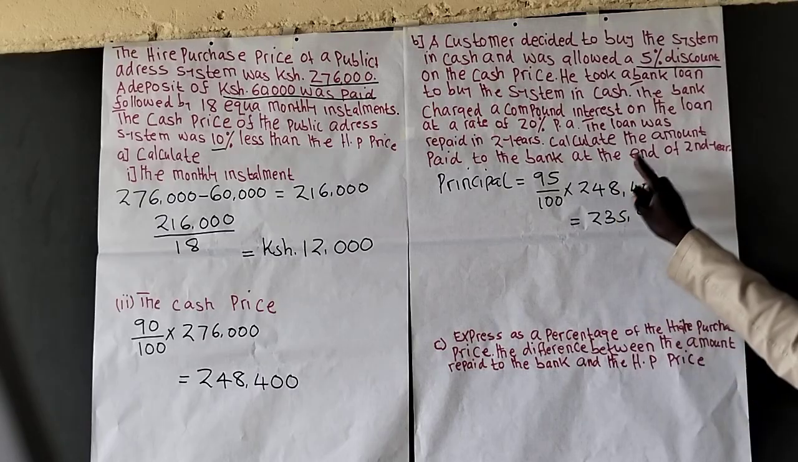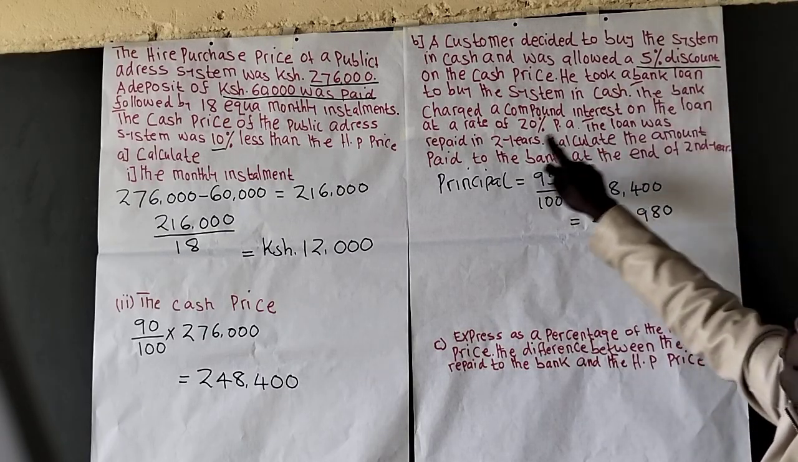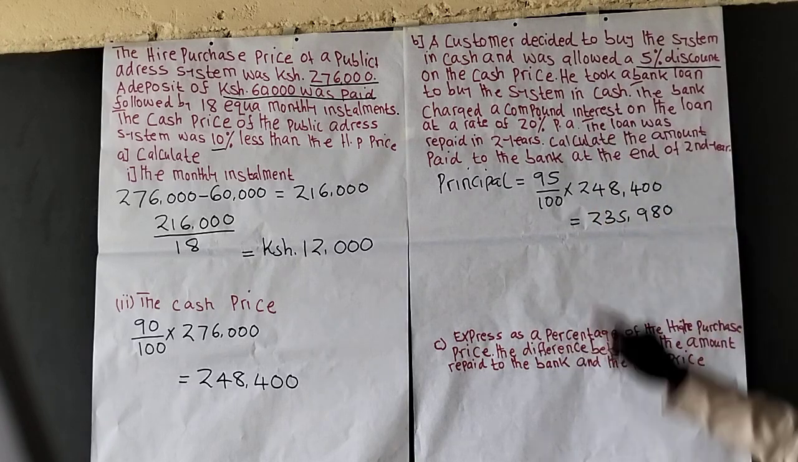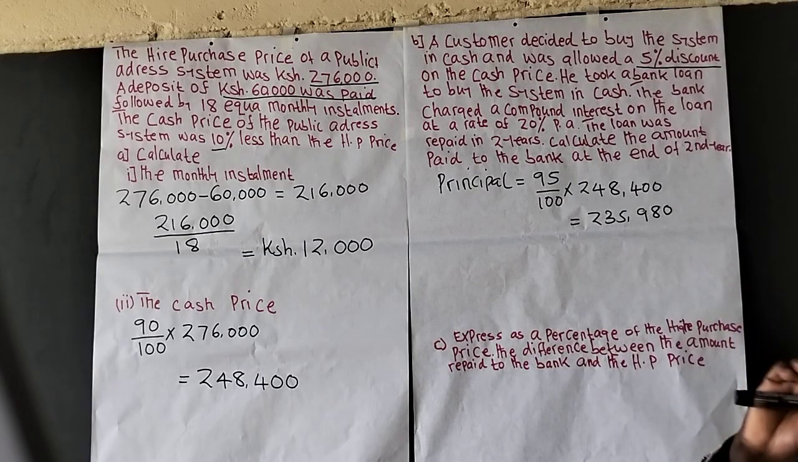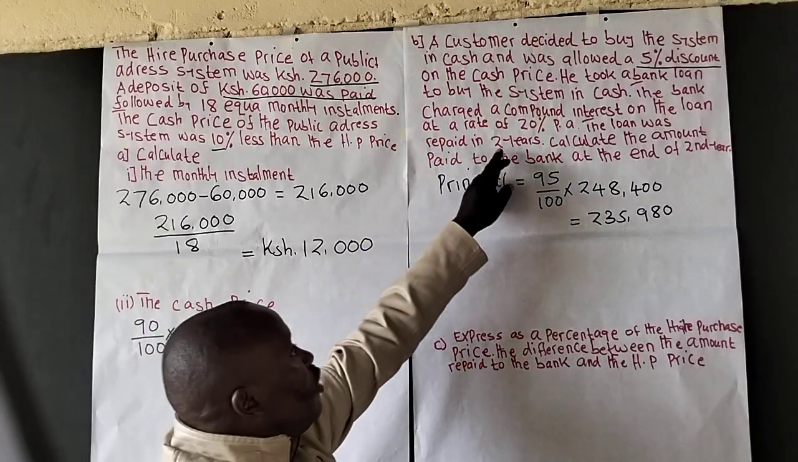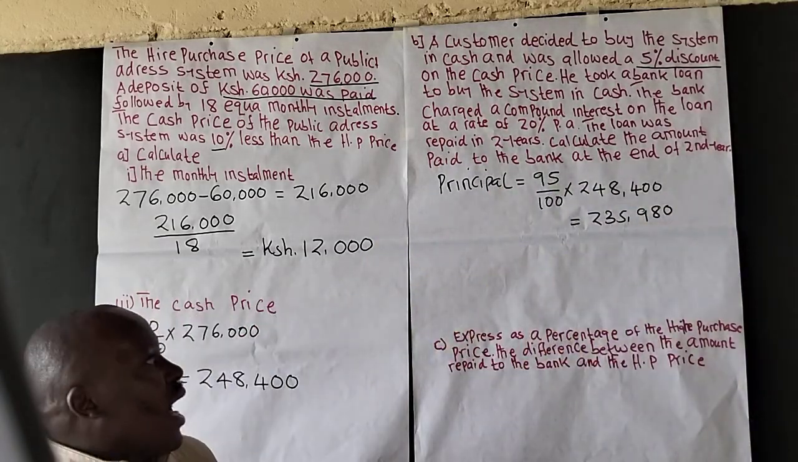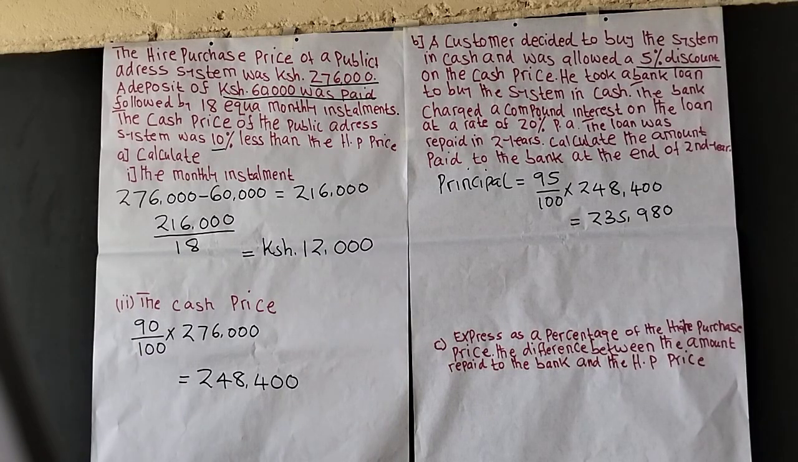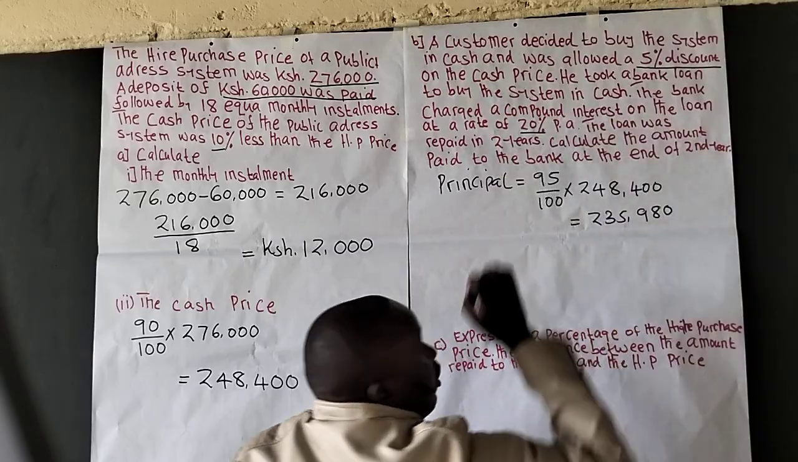We proceed. On the cash price, he took a bank loan to buy the system in cash. The bank charged compound interest on the loan at a rate of 20% per annum. The loan was repaid in 2 years. Calculate the amount paid to the bank at the end of the second year. So from here, there is a rate of 20%.